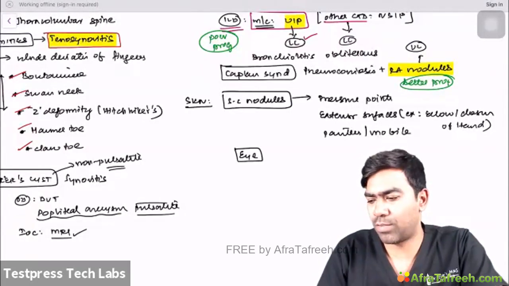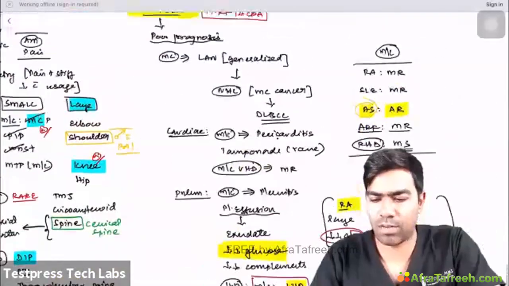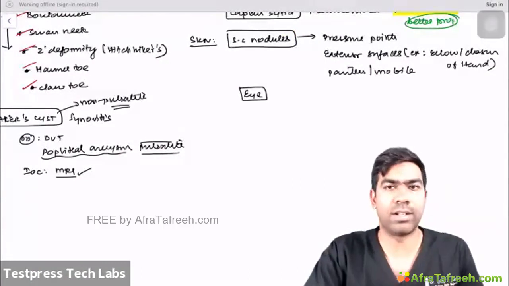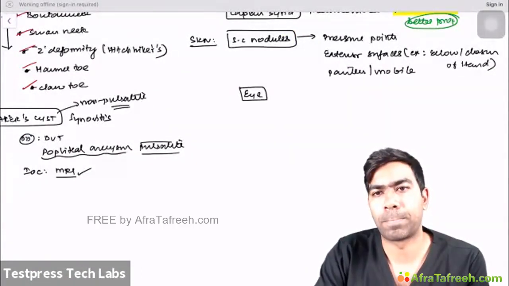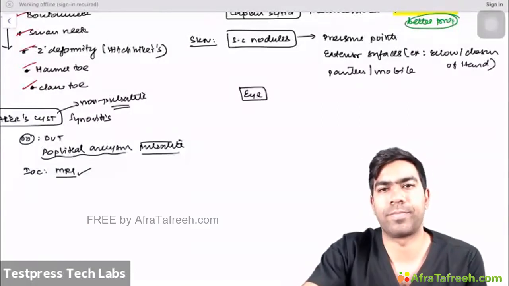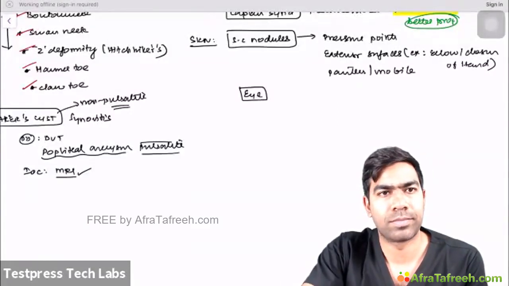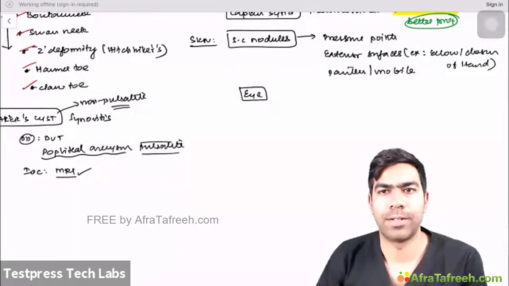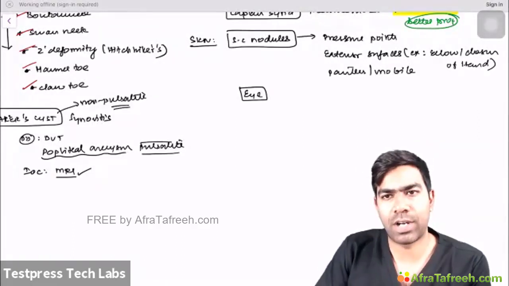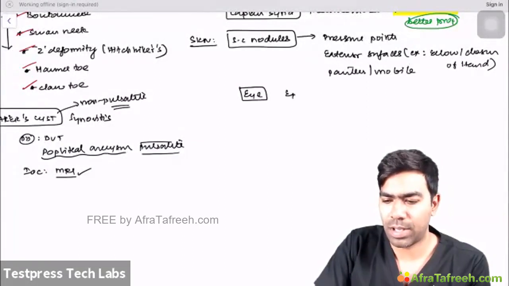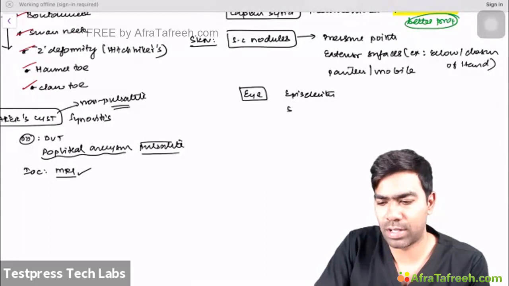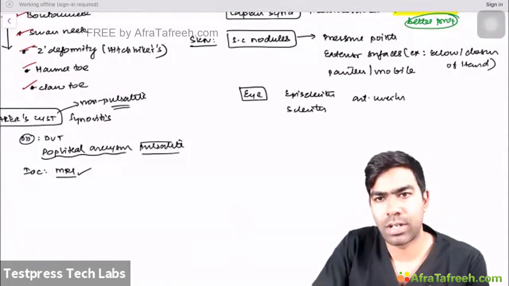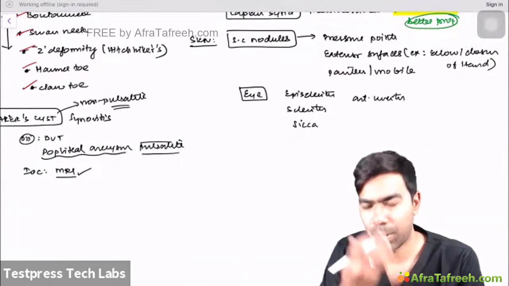What is the most common eye involvement in rheumatoid arthritis? You have to answer that. We have seen a lot of extra-articular manifestations. What is the most common way of involving the eye in rheumatoid arthritis? I'm getting a variety of answers. I'm getting episcleritis, I'm getting scleritis, I'm getting uveitis. Interestingly, I'm getting sicca syndrome also, keratoconjunctivitis sicca.